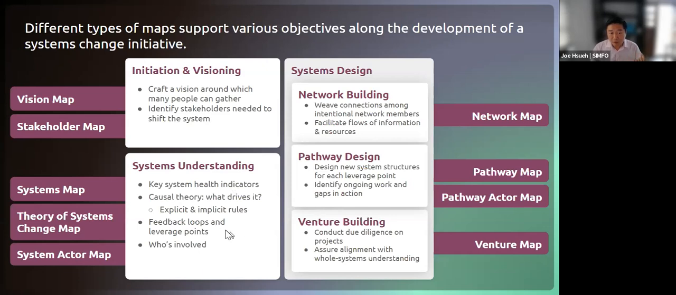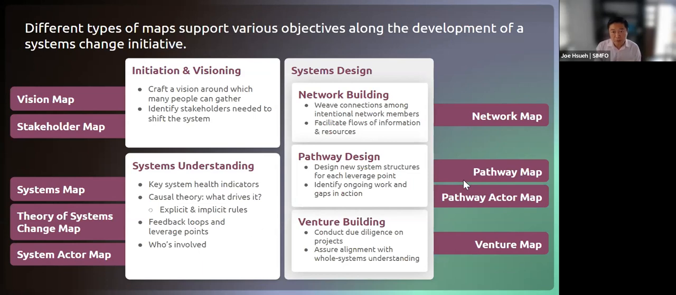When we identify those leverage points in the system understanding phase, it's also important to do intervention design, right? On those leverage points, what are the different pathways that we can act on that leverage point? Designing the new systemic structure for each leverage point. This is where we use a pathway map on that particular leverage point.